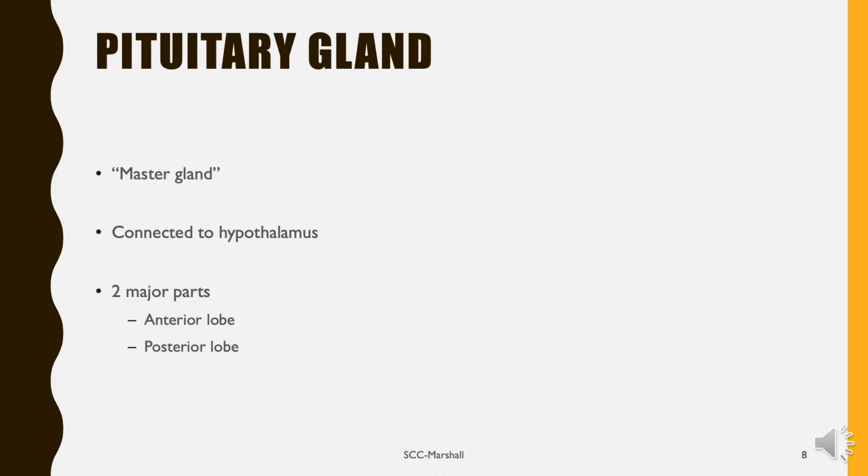We're going to focus on the anterior pituitary since it controls the secretion of TSH, which in turn stimulates the thyroid gland to secrete thyroid hormones, our T3 and our T4. The anterior lobe accounts for 80% of the pituitary gland. It's regulated by the hypothalamus through those releasing and inhibiting hormones that I just mentioned.